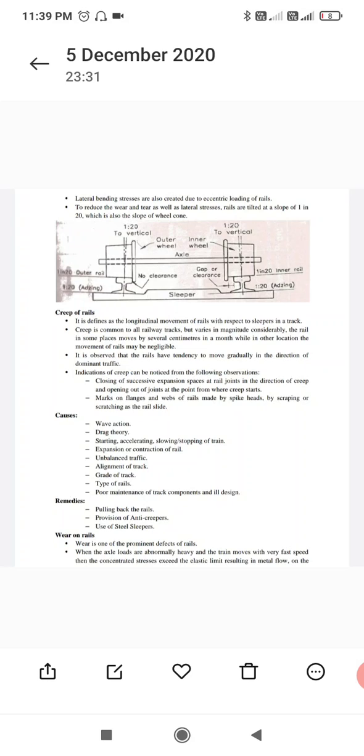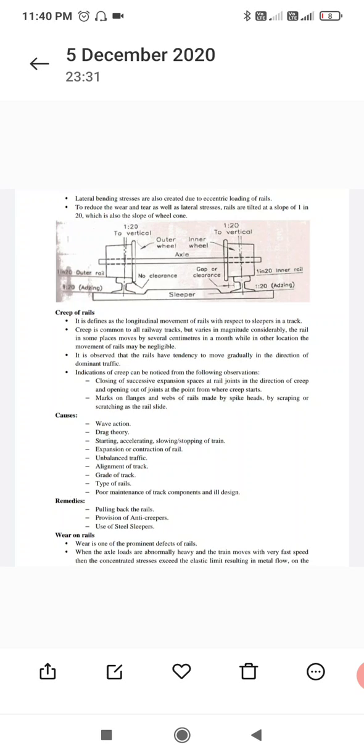dominant traffic. Indications of creep can be noticed from the following observations: closing of successive expansion spaces in the rail joint in the direction of creep, and opening of the joints at the point from where the creep starts. Marks on the flange and webs of the rails made by the spikes, heads and screws, or the scratching of the rail slide.